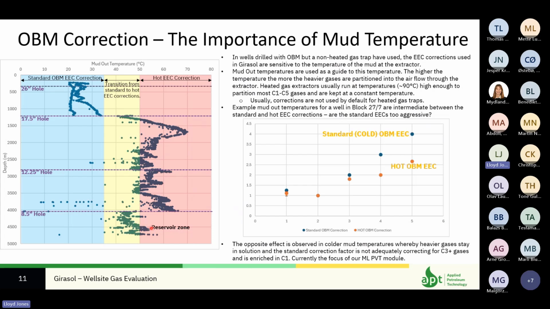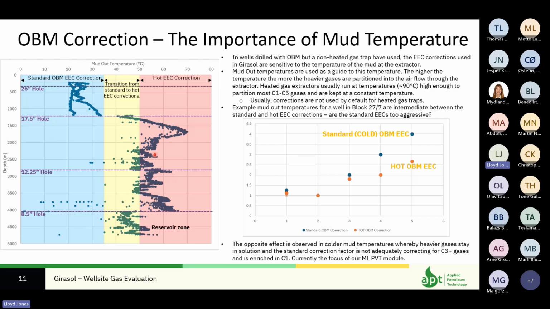degrees Celsius. This is a very interesting realm of mud temperatures, as it's where you have to pay attention to if your correction factor is too aggressive. So in wells drilled with oil-based mud, but a non-heated gas trap has been used, the EEC corrections are sensitive to the temperature of the mud at the extractor. So the mud out temperature, which is what's plotted on the left-hand side, are used as a guide to this temperature. The higher the temperature, the more the heavier gases are partitioned into the airflow through the extractor. So they have exsolved from the mud and they're not staying in solution. So that's the example you can see on the left-hand side.